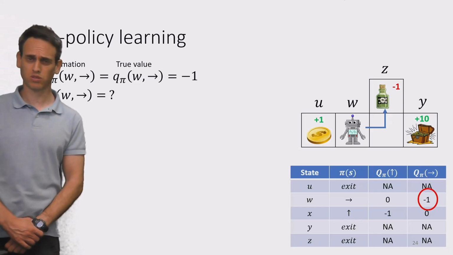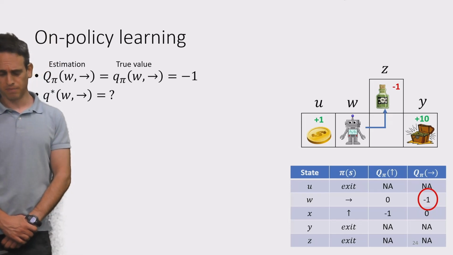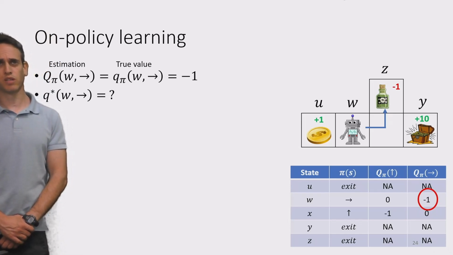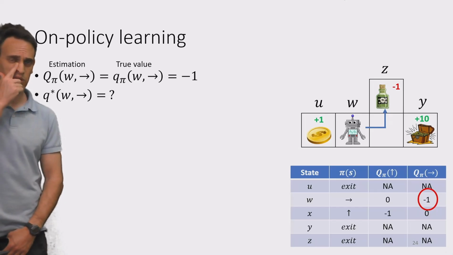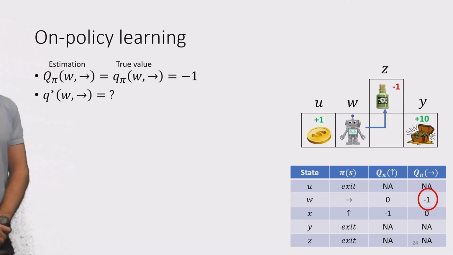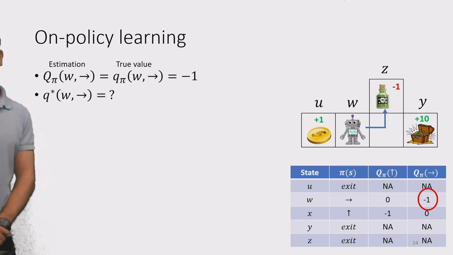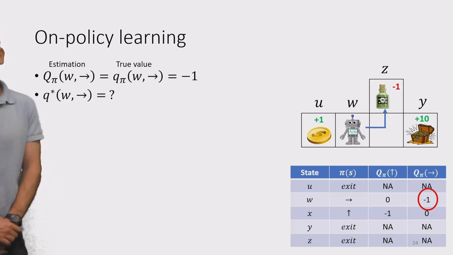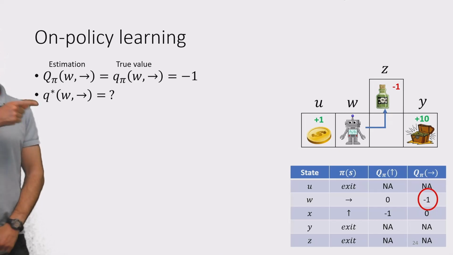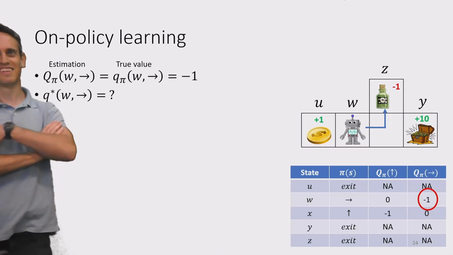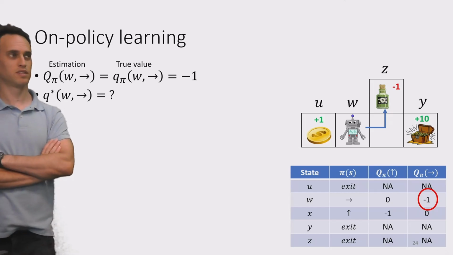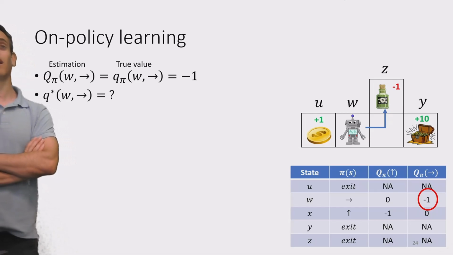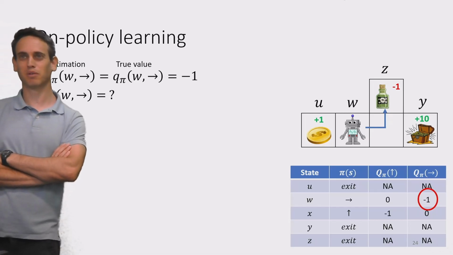In our case, Q star would be the expected sum of discounted reward from being at a specific state, in this case state W, and going right, and from that point on continuing to follow the optimal policy. What is the value for that? What is Q star of W? Assume a discount factor of 1, as we saw previously. What value would it give for this example, starting at state W?